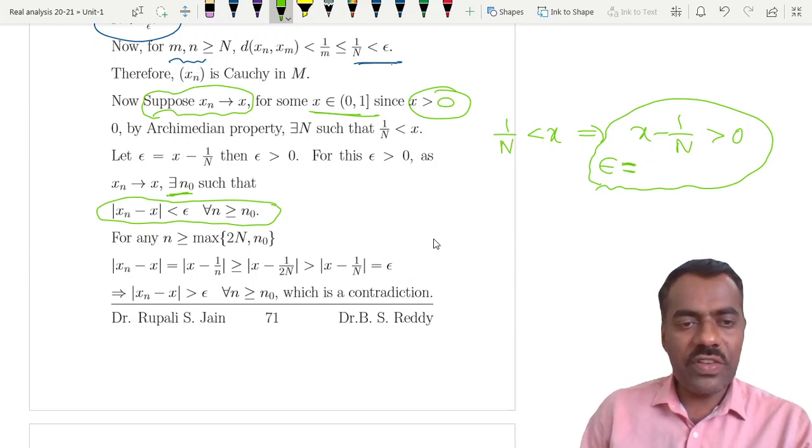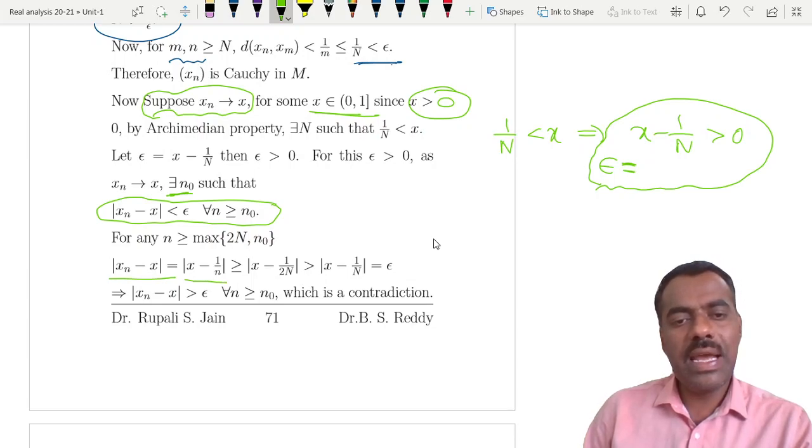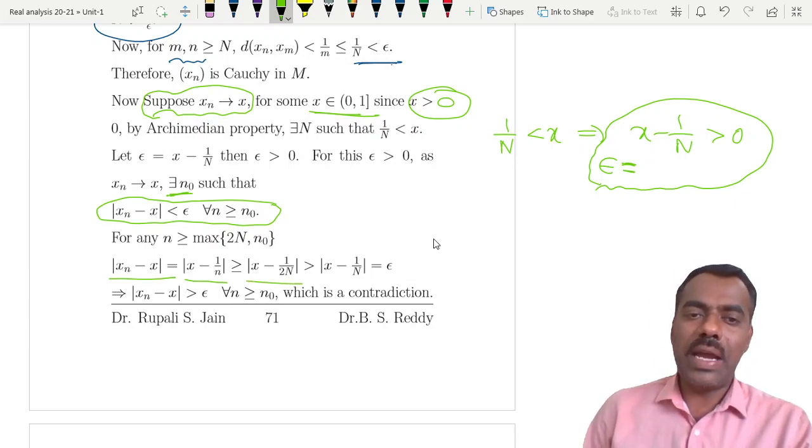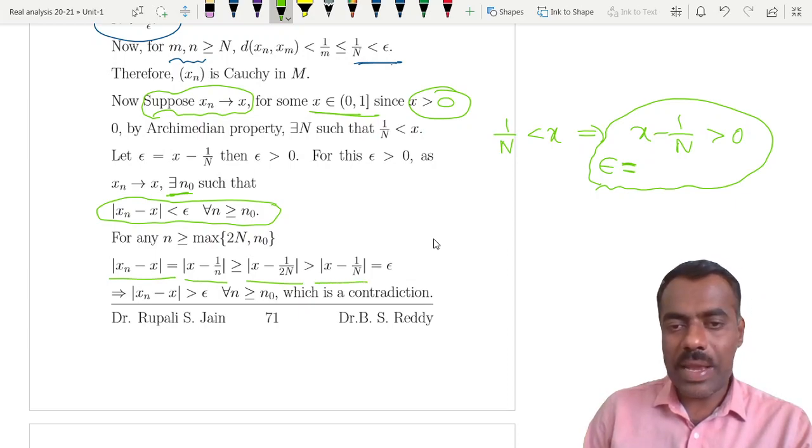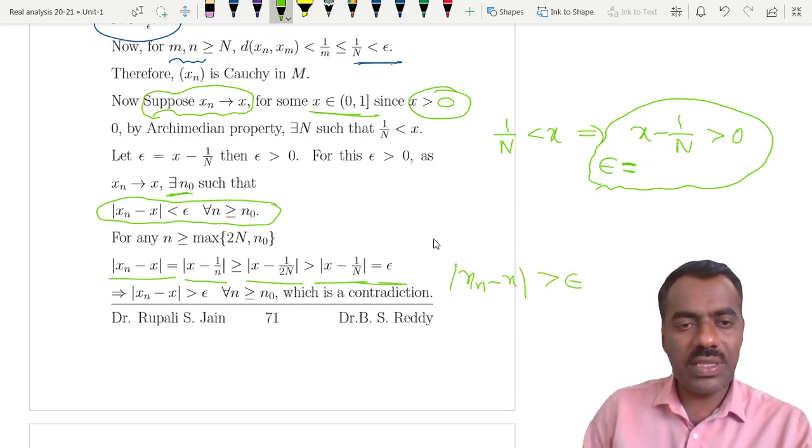Then what is the value of xn minus x? Because xn is 1 by n, so it is same as x minus 1 by n, and this is greater than or equal to, because this n is bigger than or equal to 2n, so minus 1 by n is bigger than or equal to minus 1 by 2n, and which is bigger than x minus 1 by n. But we know that x minus 1 by n is epsilon, right? So what we have proved is that mod xn minus x is greater than epsilon for this n which is bigger than 2n, n naught.